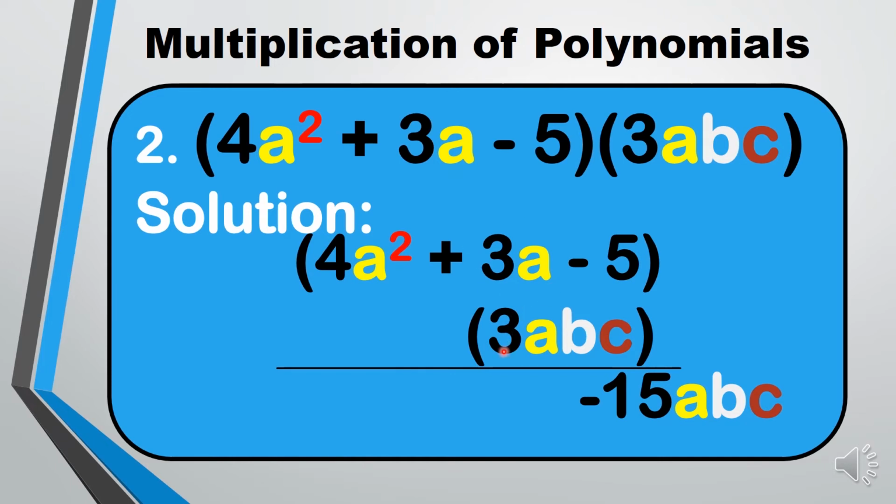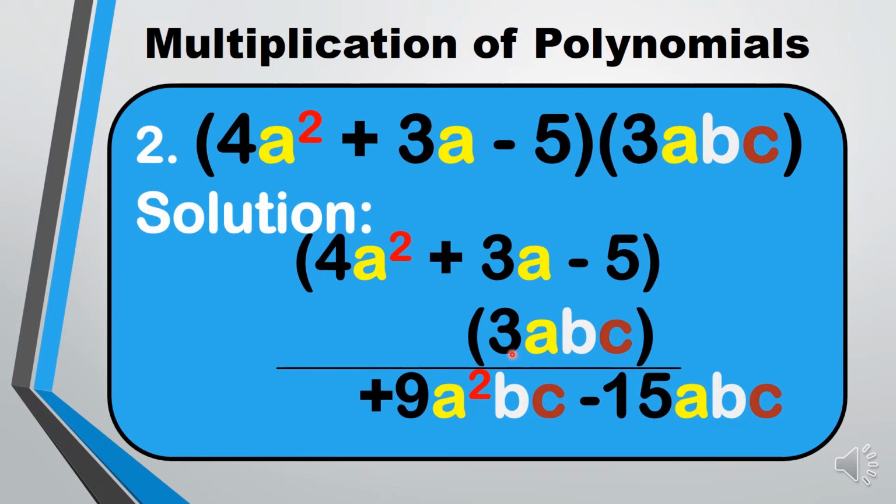Next is 3abc multiplied to 3a. Again, let's multiply its numerical coefficient. 3 times 3 is equal to 9. Then we are going to multiply its variables. Since si a lamang ang may kaparehas, ia-add natin ang kanyang mga exponents at ang magiging sagot ay a squared. And let's copy b and c since wala naman silang kaparehas na variable sa ating given.